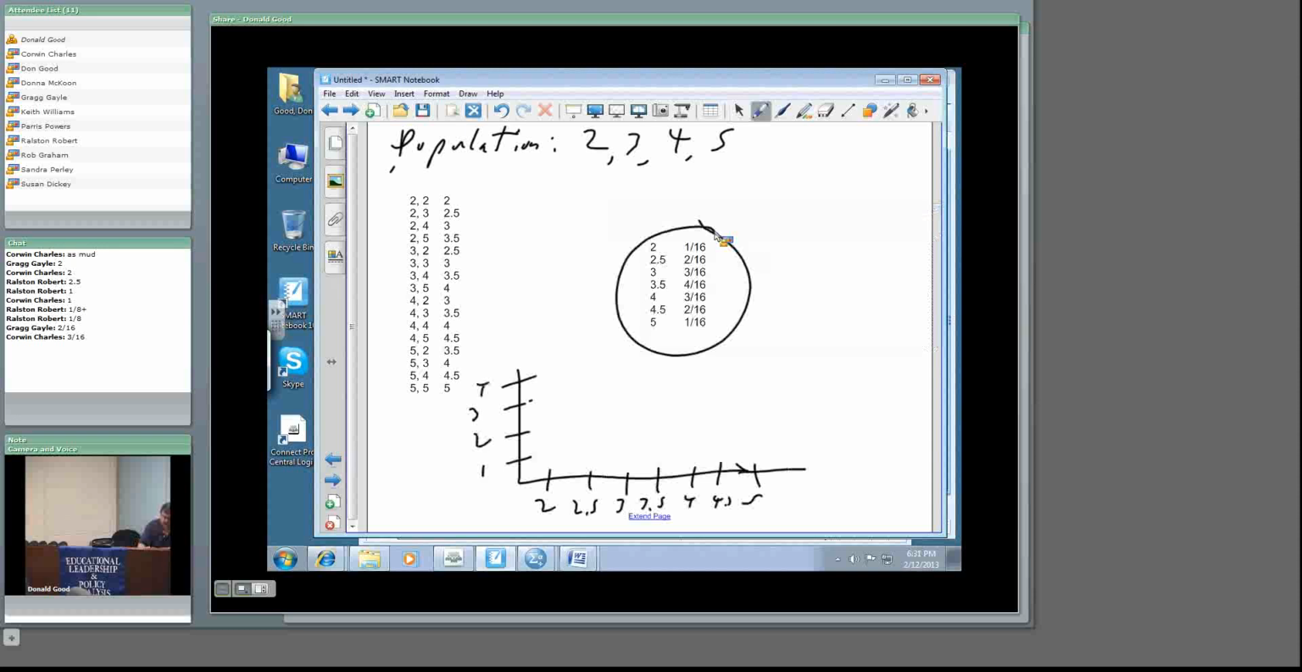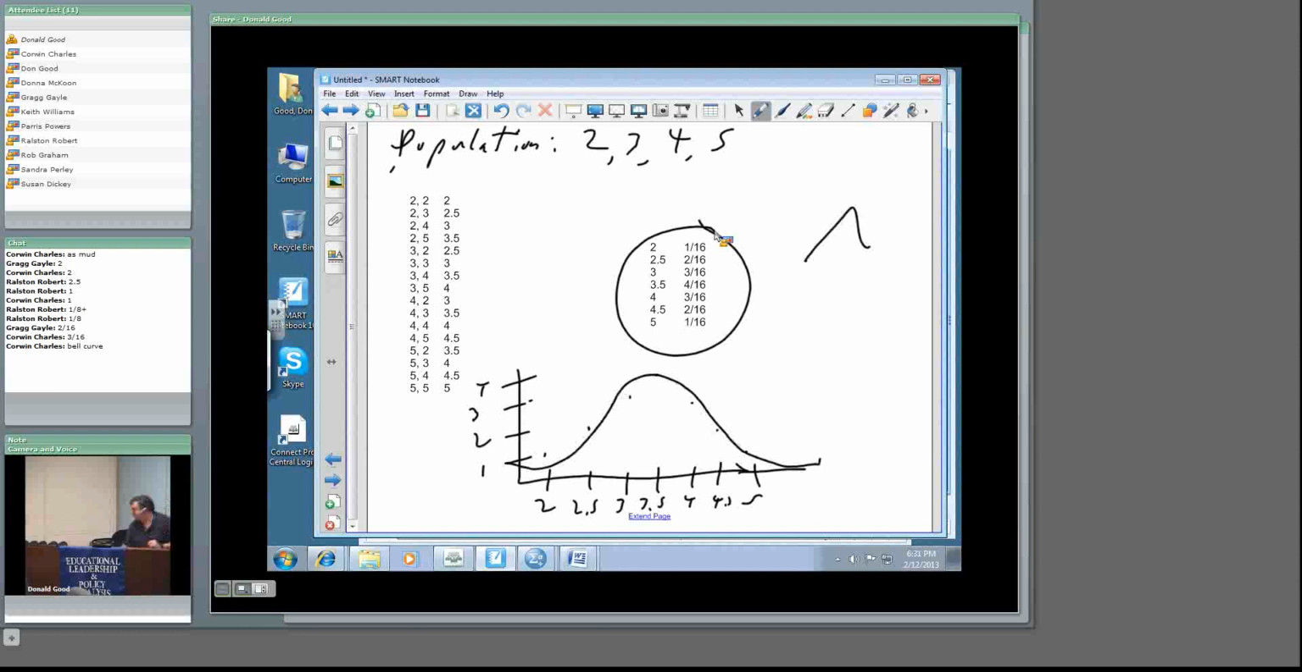How many ways can I get a 2? Just one way. How many ways can I get 2.5? One way. 3, 3 ways. 3.5, 4 ways. 4, back to 3. 4.5, 2. 5 is a 1. It looks kind of like a, but actually think of it this way. It's a bell curve. It's a normal curve.